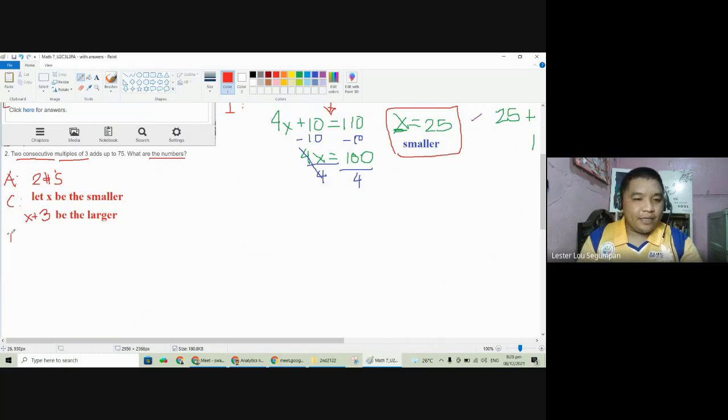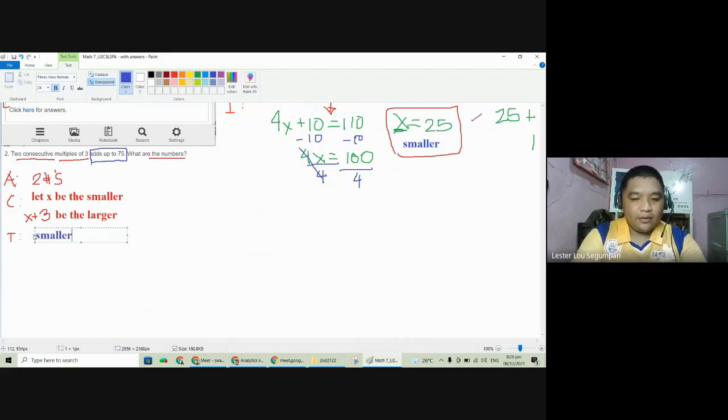Step 3, translation. We can assume here that this statement is correct, stating that they add up to 75, because we don't have other relationships. So they add up to 75. And what is being added to make 75? It states that two consecutive multiples of 3, in short, the smaller plus the larger, should sum up to 75. Or if you don't like smaller and larger, you could use consecutive. But since in step B we used smaller and larger, let's just be consistent here.